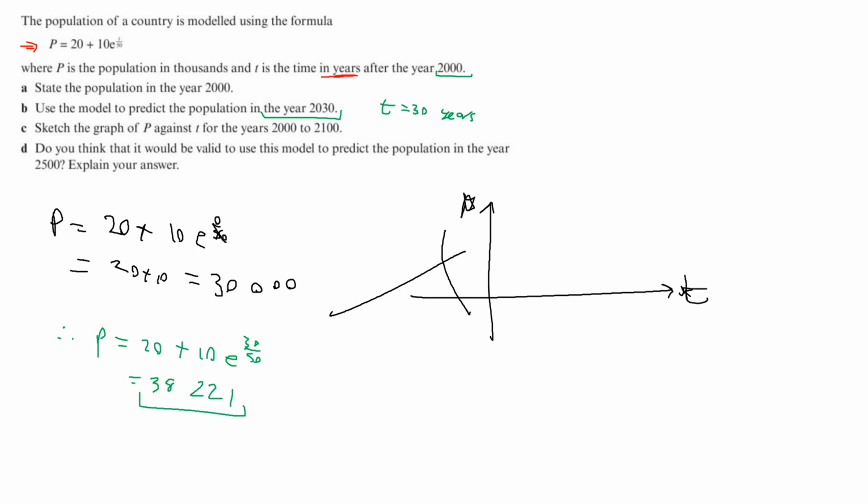We don't need to worry about negative because it's time, so forget about it. Where would it start from? It's going to start from 30, isn't it? And now, just like exponential increase, it's going to go up and up and up. Okay?